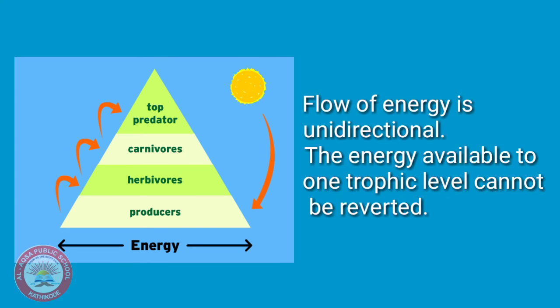The flow of energy in an ecosystem is unidirectional. That is, it moves only in a single direction. That is, the energy that is available to one trophic level cannot be reverted. For example, the energy that the plants get from the sunlight cannot be given back to the sun. The energy that is available to herbivores cannot be reverted to the producers, and so on.